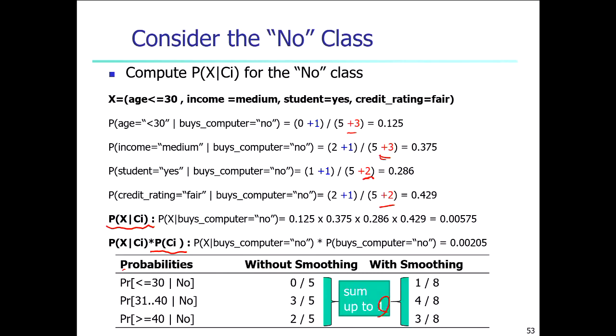But just remember, doing smoothing is not optional. You should always do smoothing, whether it asks you to do it or not, because if you do not do the smoothing, you cannot handle the 0 case.